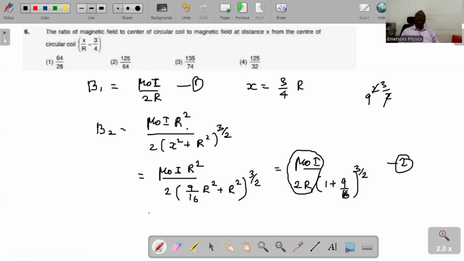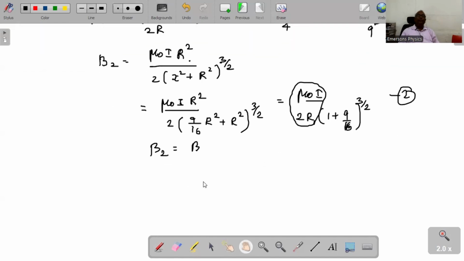A new magnetic induction will be equal to the second case B divided by B1, which is equal to, cross multiply, 16 plus 9, 16.